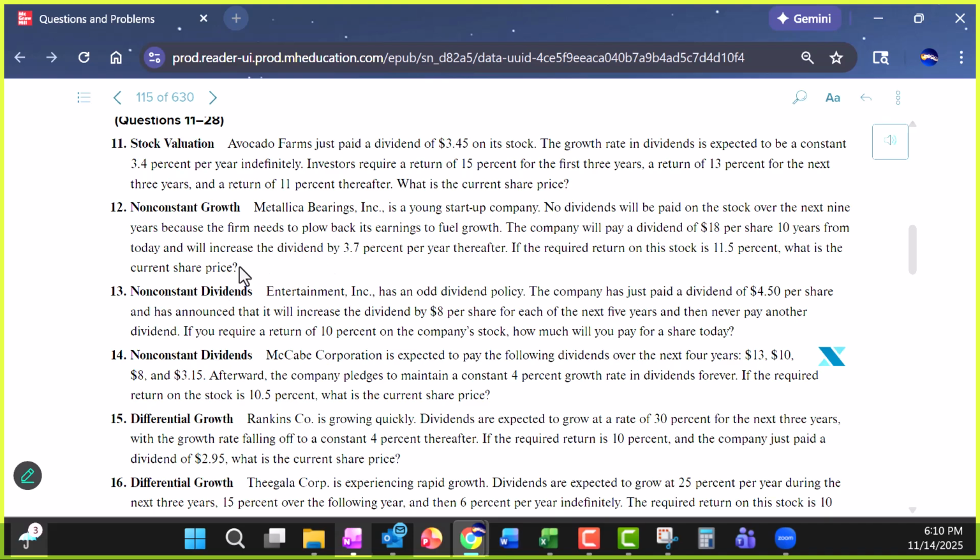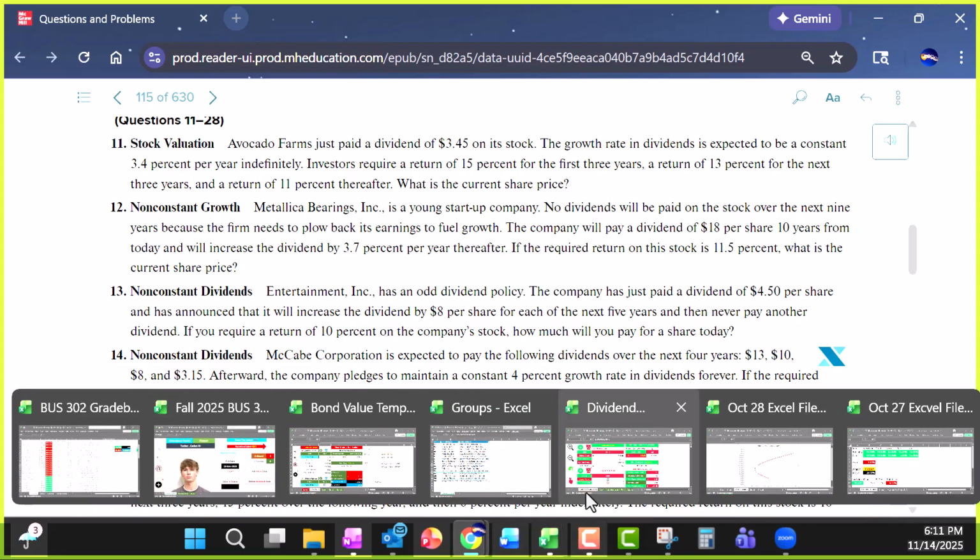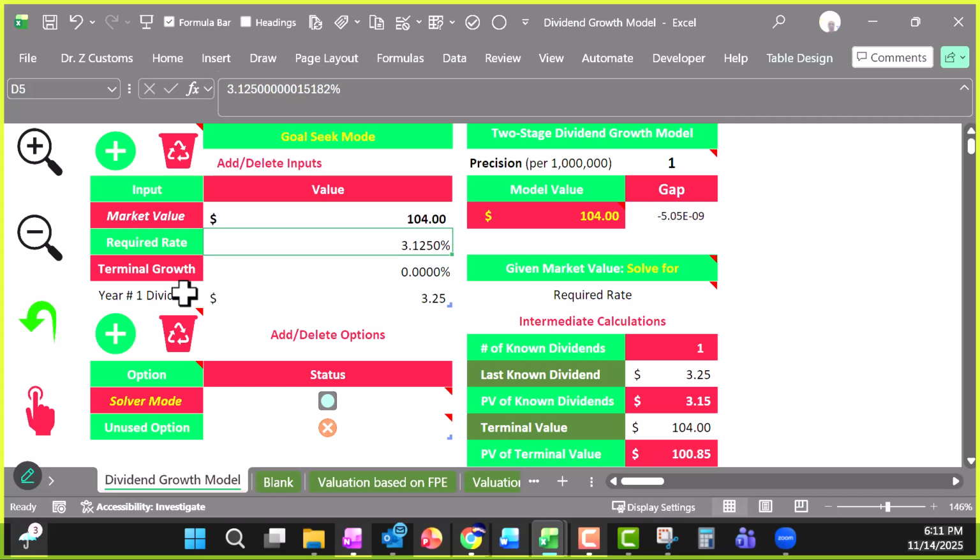Let's do this non-constant growth. It's a young startup company. No dividends will be paid on the stock over the next 9 years because the firm needs to plow back its earnings to fuel growth. The company will pay a dividend of $18 per share 10 years from today and will increase the dividend by 3.7% per year thereafter. That's the required rate of return. And what is the current share price? This is what we call a two-stage growth model. Now, I know the dividends for the next 10 years, okay?